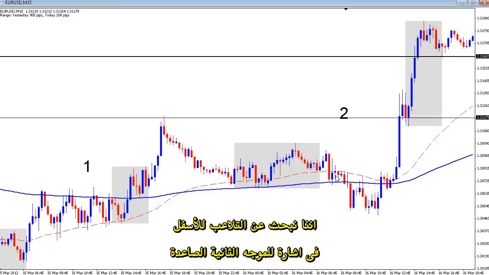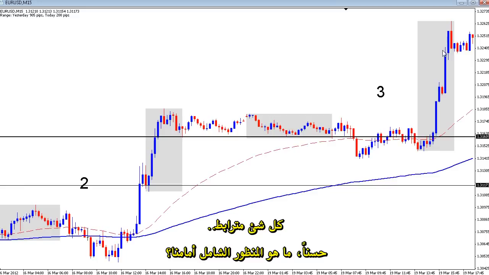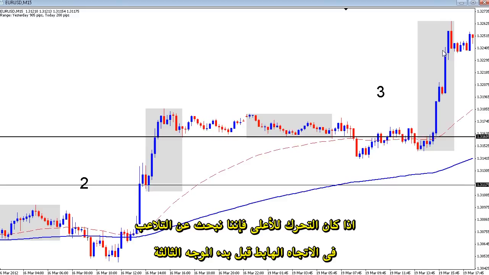So we're looking for only manipulation moves down to signal the start of the second push up. Again, after the second push, we're looking for only manipulation moves down to signal the third push. And so it all ties in together. We start out with, okay, what overall cycle are we in? Okay, if we're in the second overall cycle to the upside, then we're only looking for stop runs or manipulation moves down before the start of the third push to the upside.